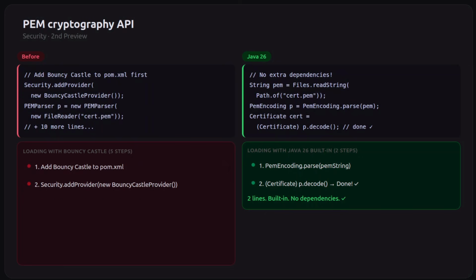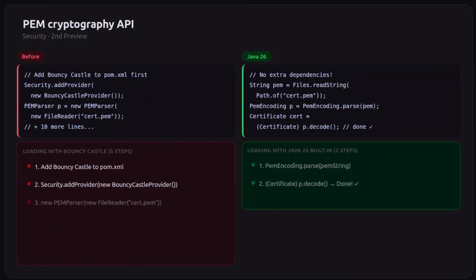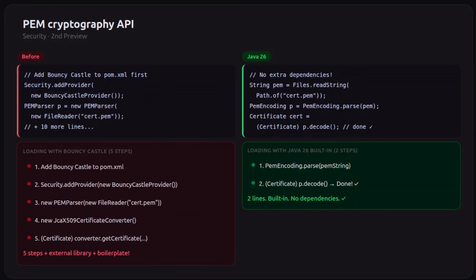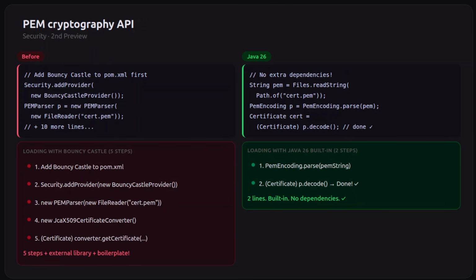Next, PEM cryptography API. If you have ever worked with SSL certificates, SSH keys, or encrypted data, you know that PEM files are everywhere. But before, Java didn't have a simple built-in way to read or write PEM files. You had to rely on third-party libraries like Bouncy Castle. Java 26 changed that with a native API to handle PEM files. That means dropping Bouncy Castle, a smaller build, and fewer CVE alerts to manage.